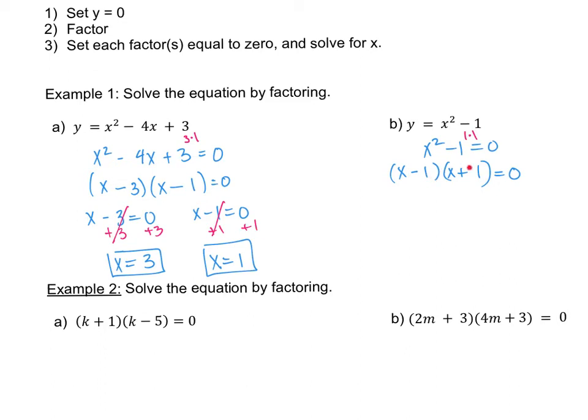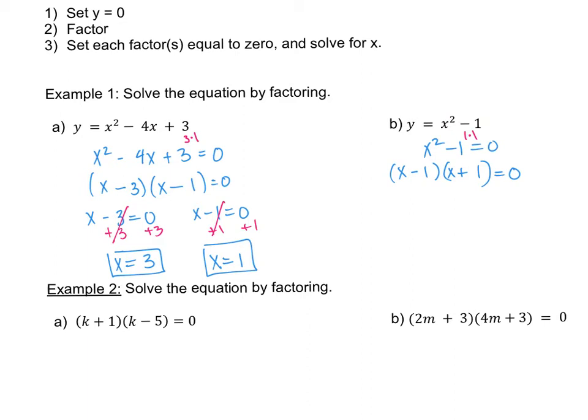So -1 times +1 gives me that -1 that I'm looking for. And when I take -1 and I add it to +1, that cancels, which is why there's not a middle term, like there's a middle term here. So this is going to work, and if you are wary of it, then FOIL it out and see if it does give you x squared minus 1.